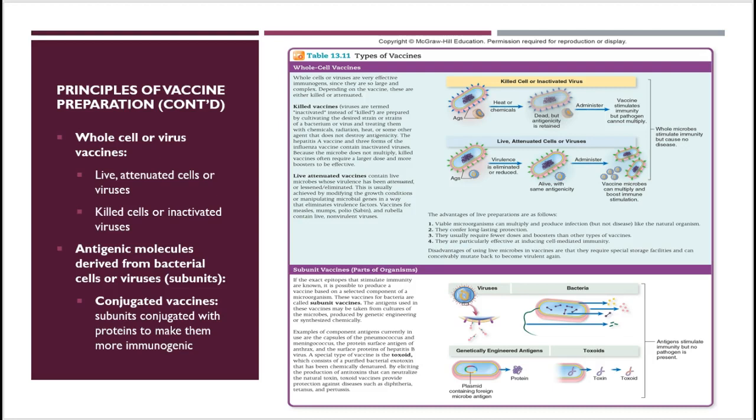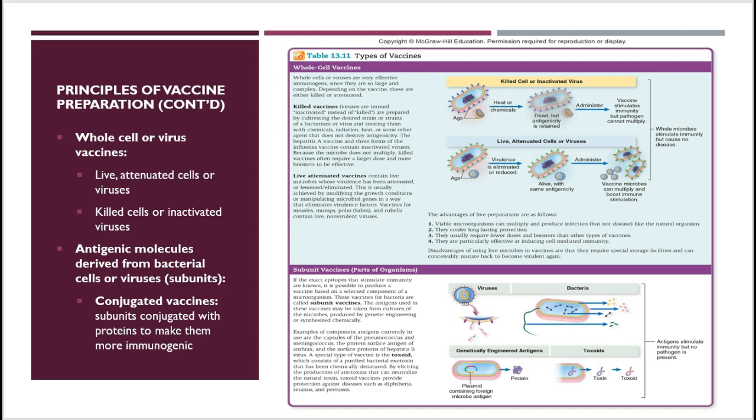Killed cells or inactivated viruses are not able to produce disease. They are dead or inactive, but the antigens are still present, so they're going to stimulate an immune response. The pathogen is not able to multiply or reproduce, but they are able to stimulate a response from the lymphocytes.